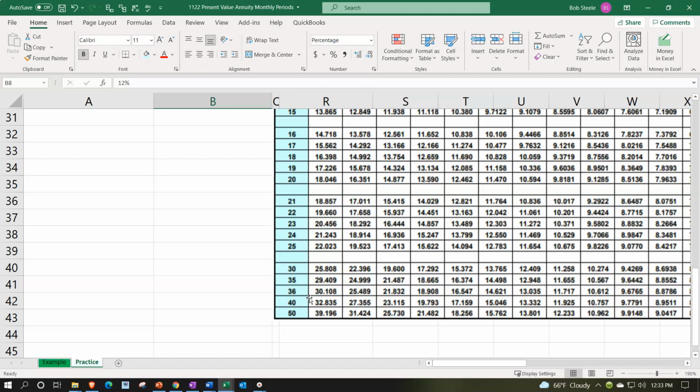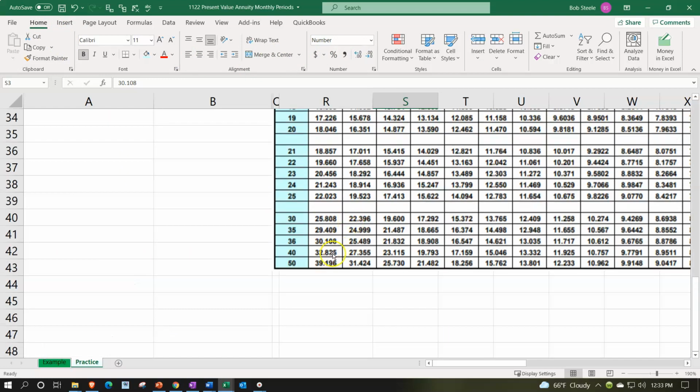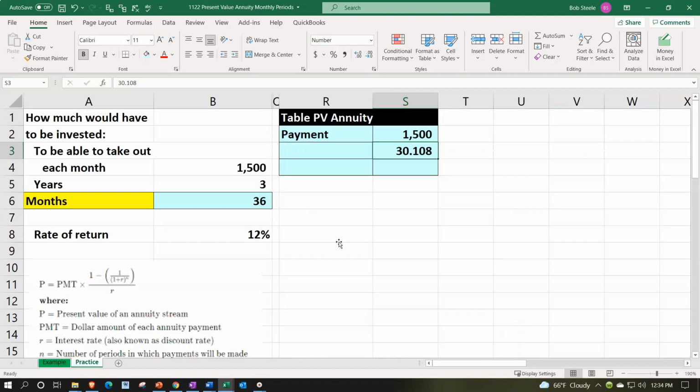So we got the 30.108. So this will be 30.108, adding some decimals. And we're going to say home tab, number, adding a couple decimals. Let me double check that. This was at 36 and 1, 30.108. 30.108, that's right. So then let's multiply this out. This is going to be 1,500 times the 30.108. And so there we have it.